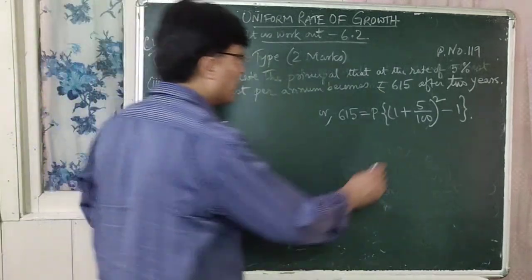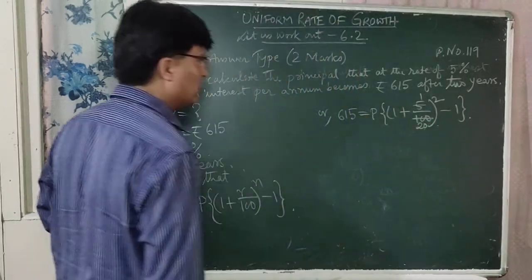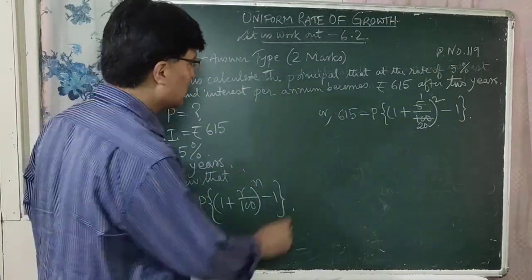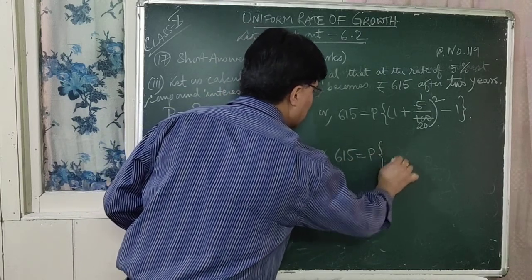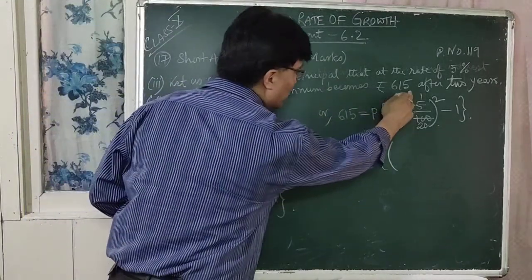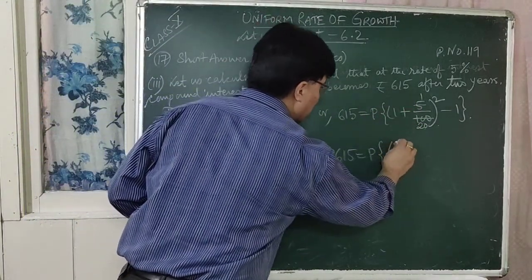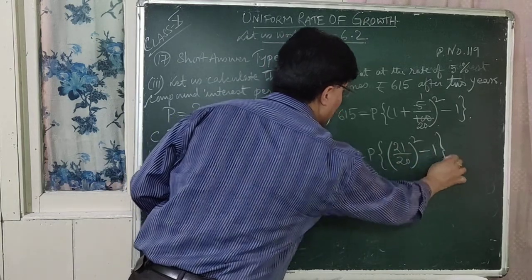You can cancel 5 and 100. 5 ones are 5, 5 twenties are 100, isn't it? So 615 is equal to P within second bracket. How much is that? 1 upon 20 is here. 1 upon 20. 21 ones are 20 plus 1. 21 by 20 whole square minus 1. Second bracket is closed.